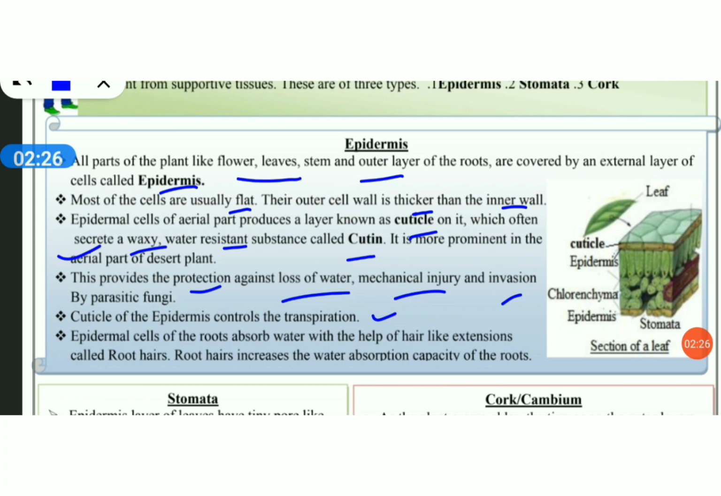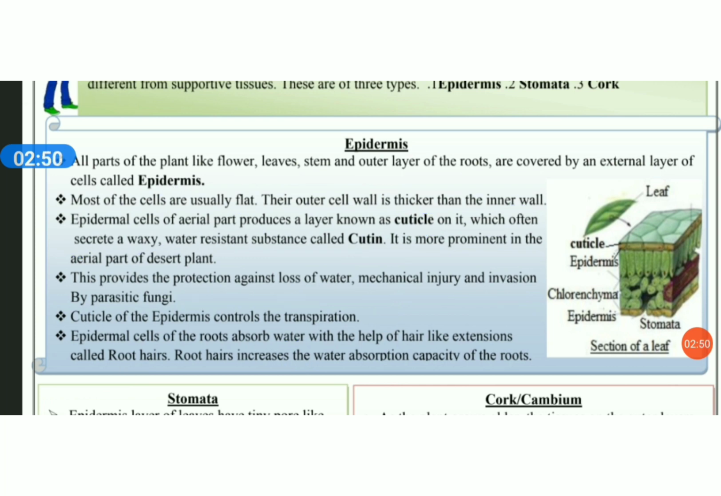Now epidermal cells of the roots absorb water with the help of hair-like extensions which are known as root hairs. Now these root hairs increase the water absorption capacity of the roots. How? As they increase the surface area, which in turn increases the water absorption capacity.